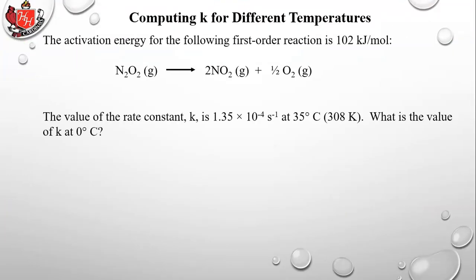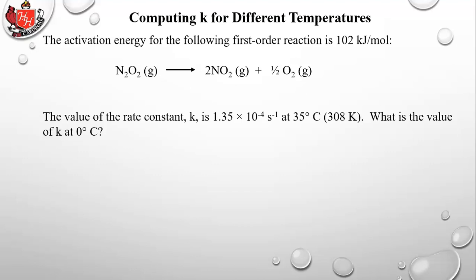So the activation energy for the following first order reaction is 102 kilojoules per mole. The value of the rate constant K at this temperature is 1.35 times 10 to the minus 4, and that's at 35 degrees centigrade, which we have to convert to Kelvin. So that's 308 Kelvin. What is the value of K at 0 degrees? So we know the value of K at 308 Kelvin, or 35 degrees centigrade. Now we want to find out what it is at 0 degrees centigrade.